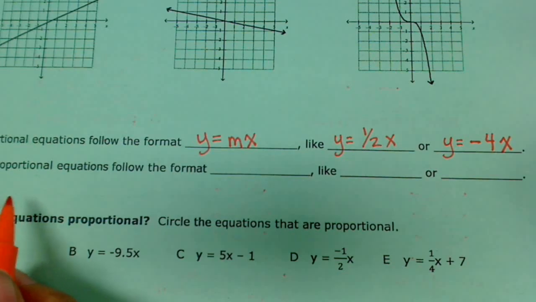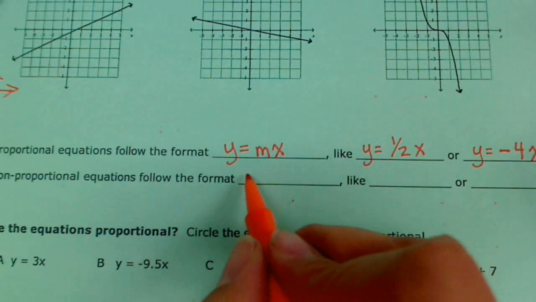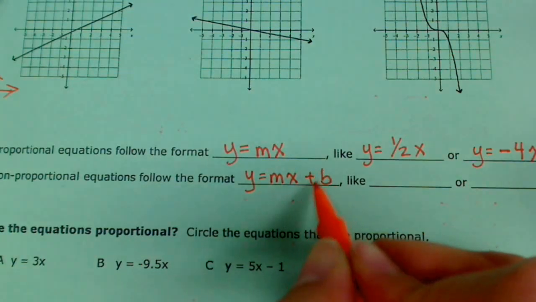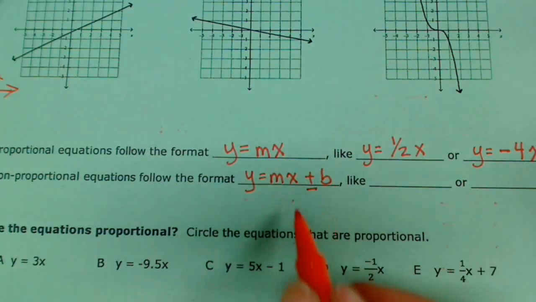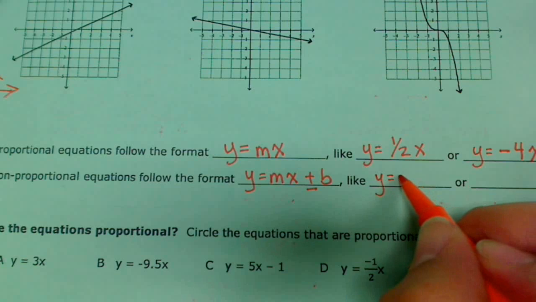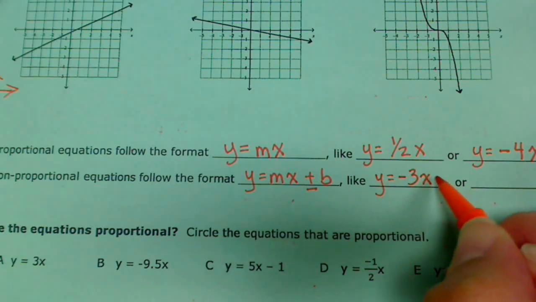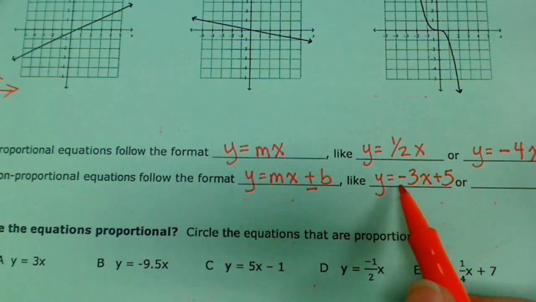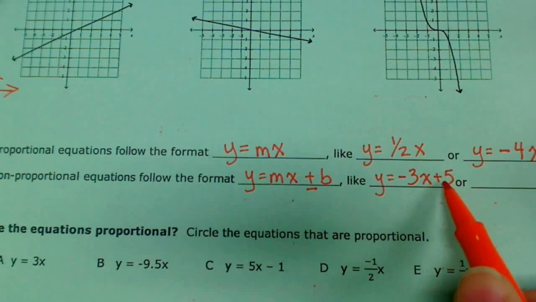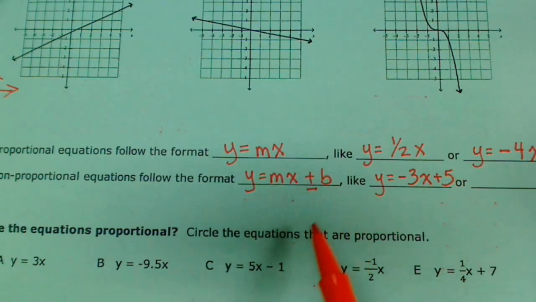For non-proportional equations, they follow the format y is equal to mx plus b. Now, it doesn't always have to be plus. We could write plus or minus here. So I'm going to do plus or minus b. So for example, we can have y is equal to -3x plus 5. So we see here that m is the -3 being multiplied to x, and then it's plus 5. So here, plus 5 is the plus b here.